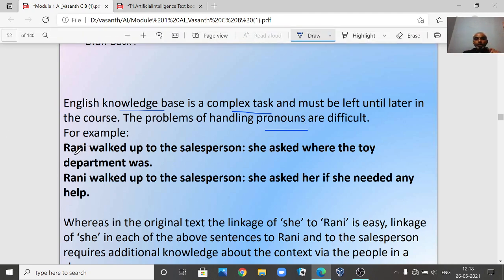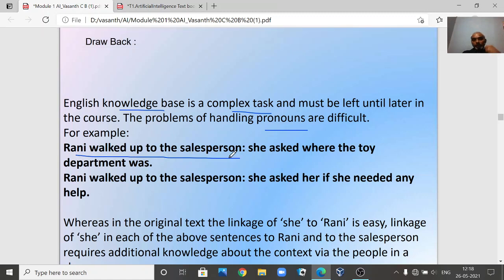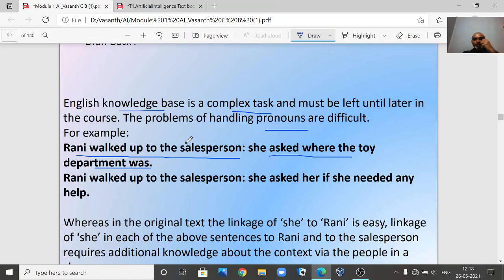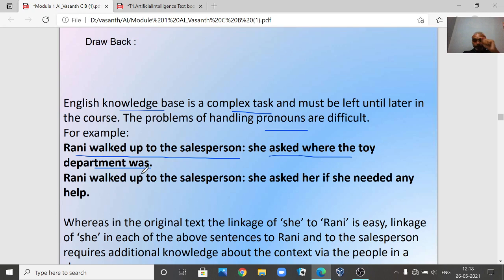See, for example, Rani walked up to the salesperson. Rani goes shopping, right? She is going shopping and she walked up to a salesperson. She asked where the toy department was. This is one sentence. Let us take this one sentence. Now take another sentence. Rani walked up to the salesperson, this is the same, right? Now see the second one. Here, she asked where the toy department was.